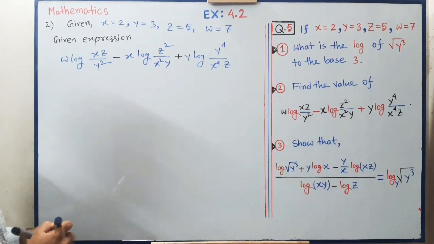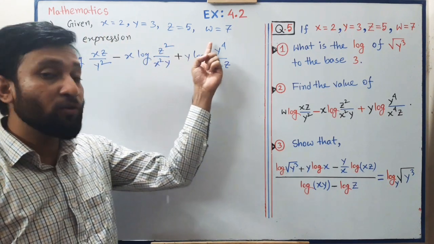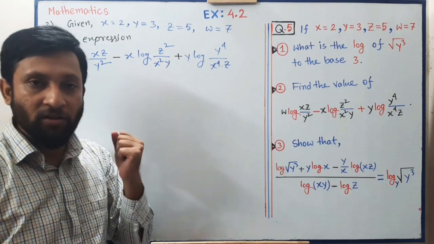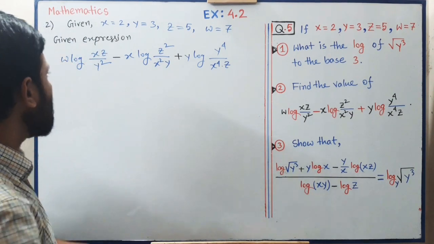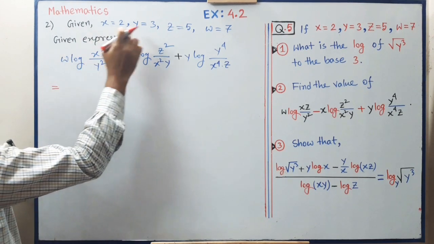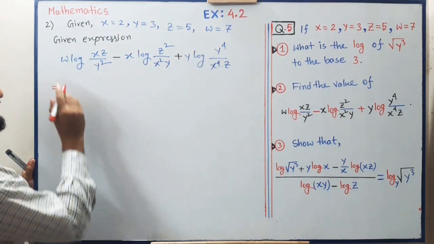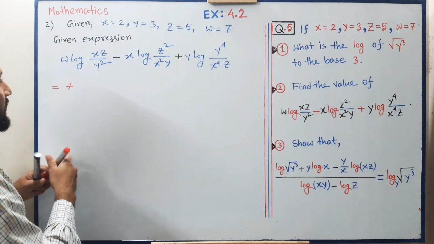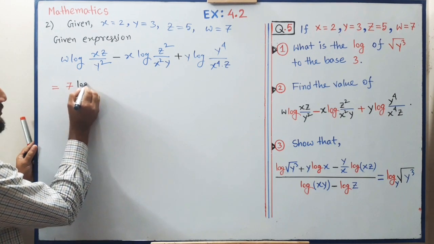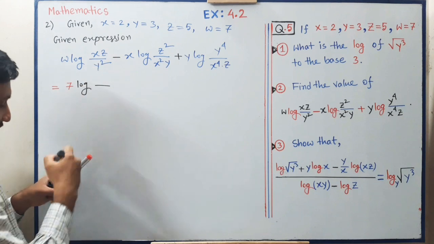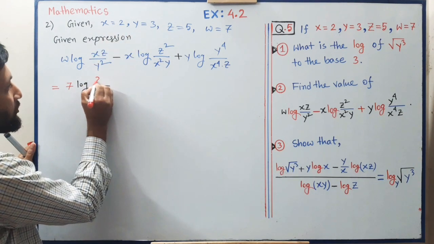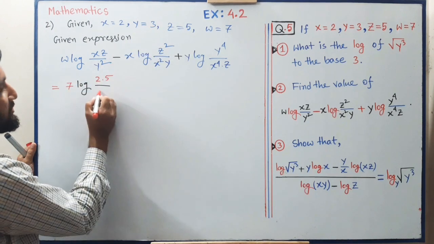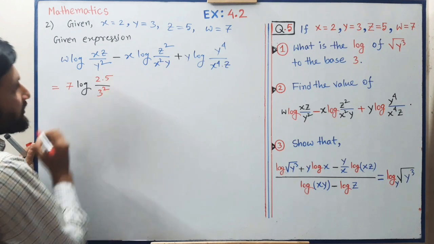Now, by using the values of x, y, z and w, we can easily find the solution of this expression. Follow this. At first, put the values of x, y, z and w in this expression. The value of w equals 7, so write 7 and then log. Then xz, the value of x equals 2 and z equals 5, so 2 into 5, and then y square, that means 3 square.